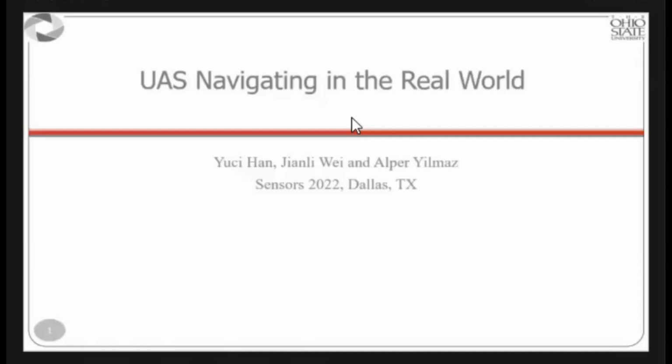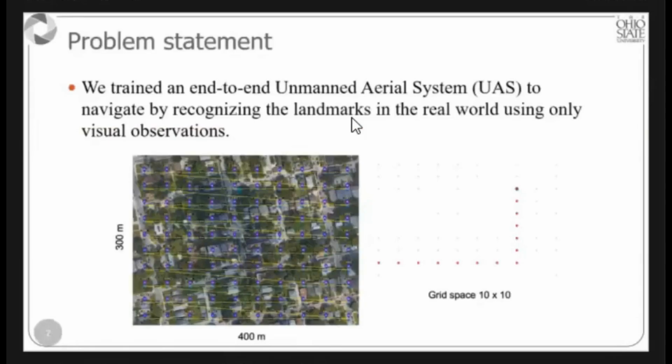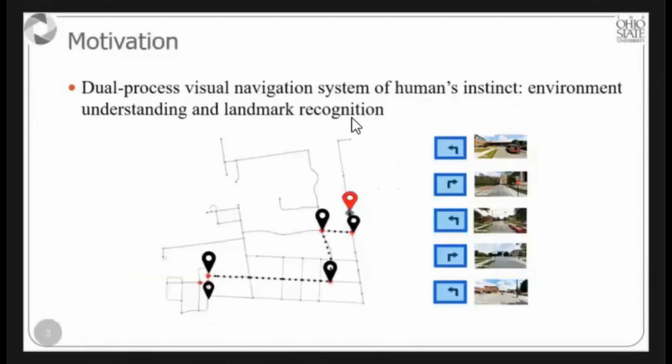So in this work, we train an unmanned aerial system to do long-range visual navigation in the real world. Our idea is inspired by the dual process visual navigation system of humans, such as environmental understanding and landmark recognition.